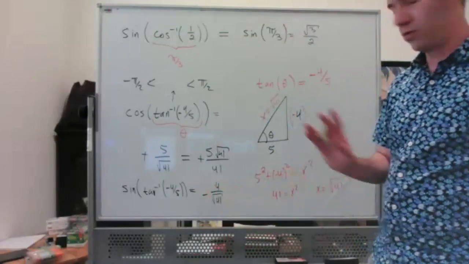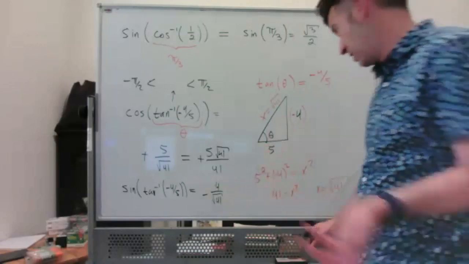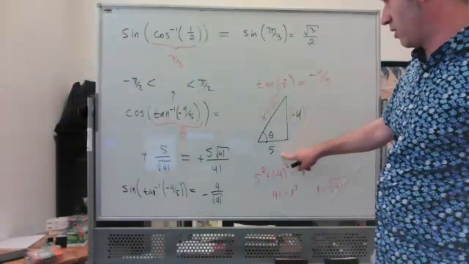Okay, we'll do more examples, but I want to address Faith's question because I think it's a good question. How do I know the negative is like here instead of here?